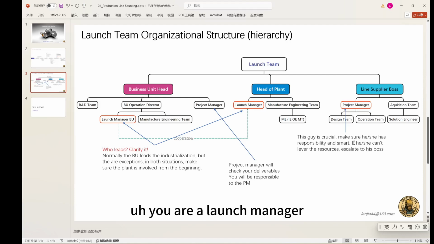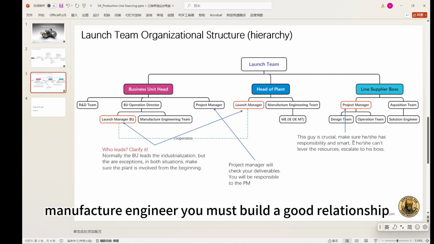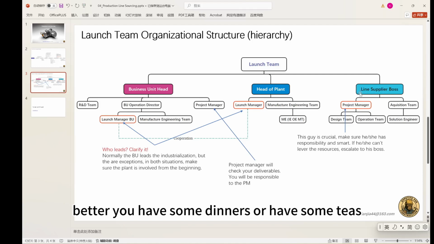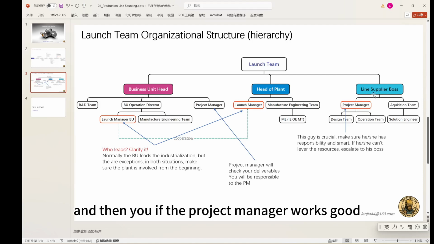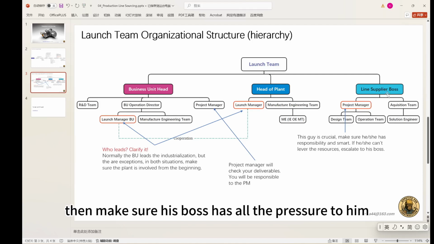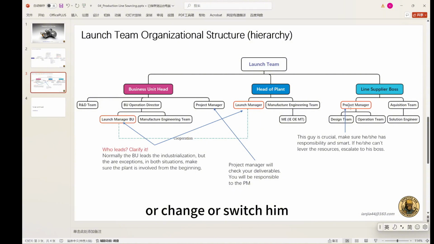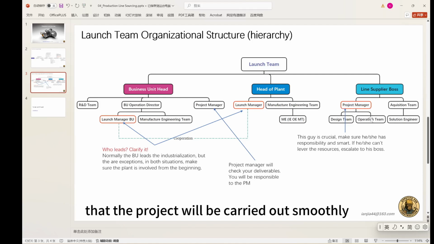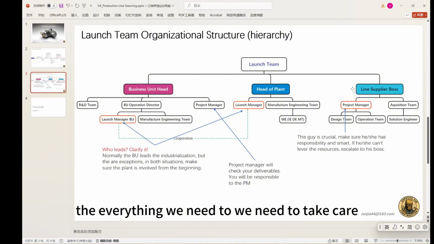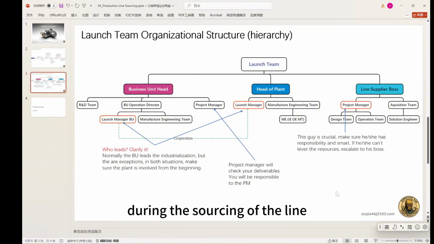Normally, if you are a launch manager or a manufacturing engineer, you must build a good relationship with the supplier's boss. You must have some dinners or teas or coffees with their boss, and if the project manager works well, then you say something good to his boss. If he does not, then make sure his boss puts pressure on him, or switches him to a good one, so the project will be carried out smoothly and according to your time schedule. If he does not listen, escalate to his boss. This is basically everything we need to take care of during the sourcing of the line. Thank you.